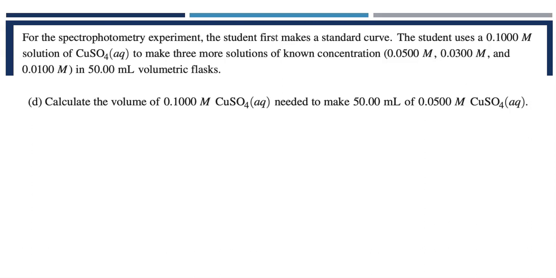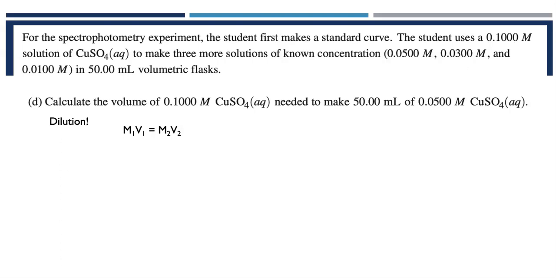Part D says, calculate the volume of the 0.1000 molar copper 2 sulfate that you need to make 50.0 milliliters of a 0.0500 molar copper 2 sulfate solution. It's a dilution problem. And the easiest way to do dilution problems is this very handy equation, M1V1 equals M2V2.